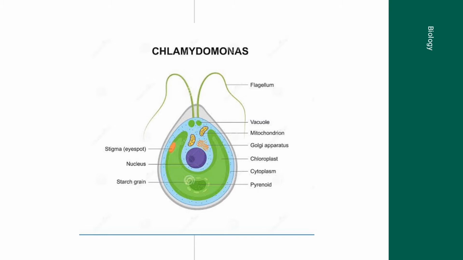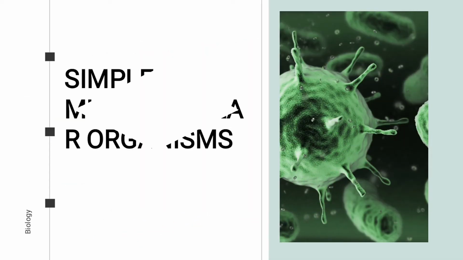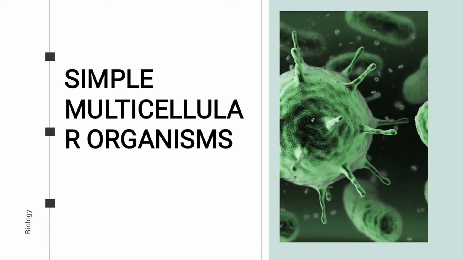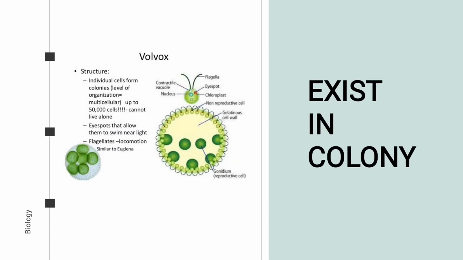So these are the first form in which cell exists, which is unicellular organisms. Then we move on to the next one, which is simple multicellular organisms. So when we talk about the simple multicellular organism, the first one is they exist in colony. When we say in colony, these are aggregates of unicellular organisms that are now being encapsulated in a single cell. Example there is volvox.